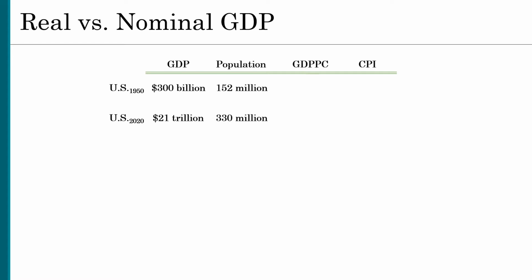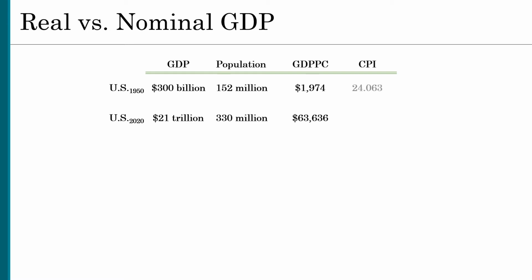With these numbers, we can compute GDP per capita. In 1950, $300 billion divided by 152 million people is $1,974 per person. In 2020, $21 trillion divided by 330 million people is $63,636. This is a big increase. Nominal GDP per capita is over 32 times higher in 2020 than in 1950. But a lot of that difference is due to inflation, not an actual increase in living standards.